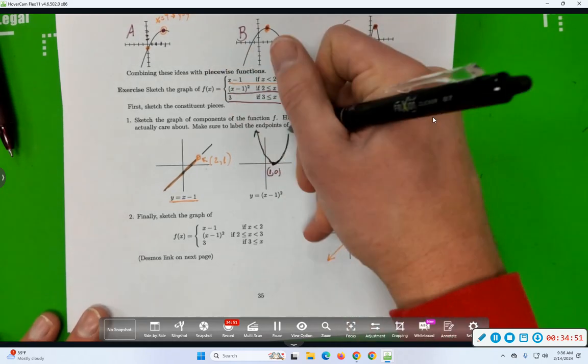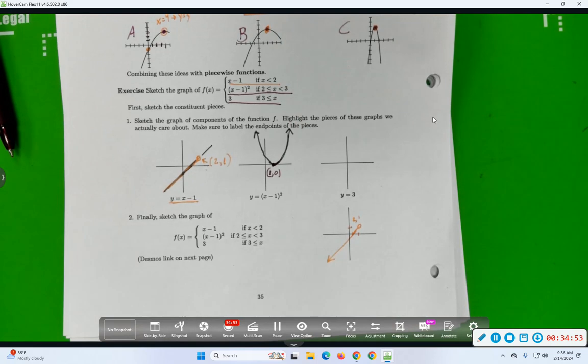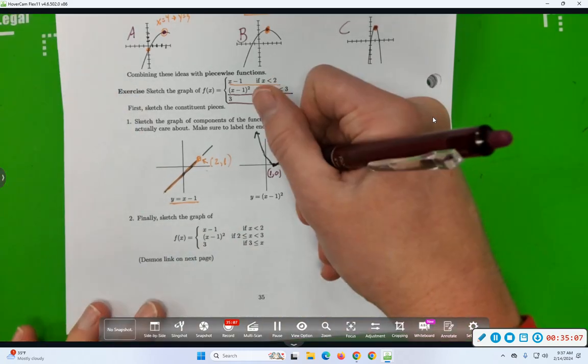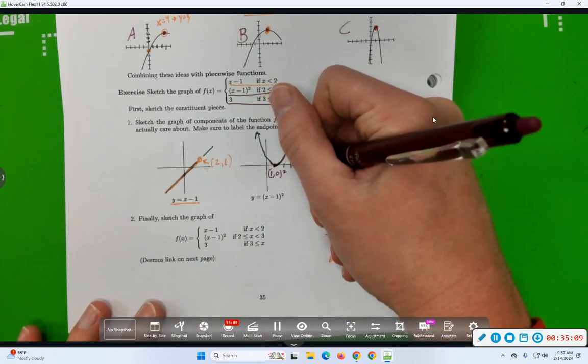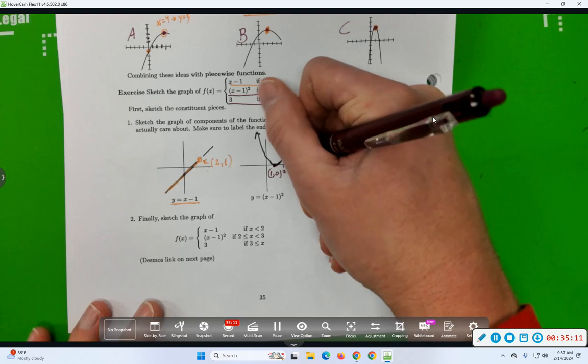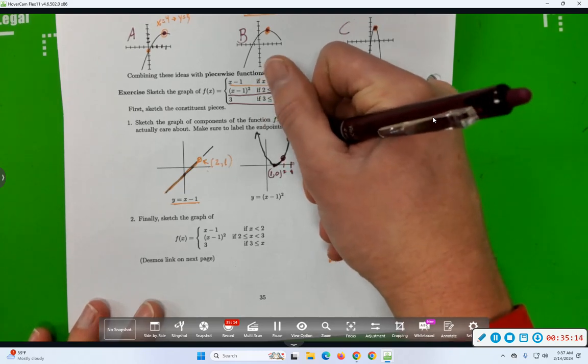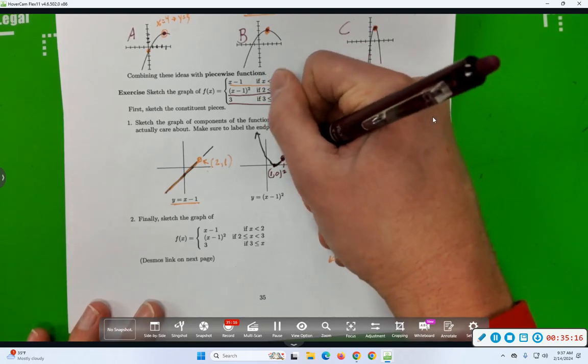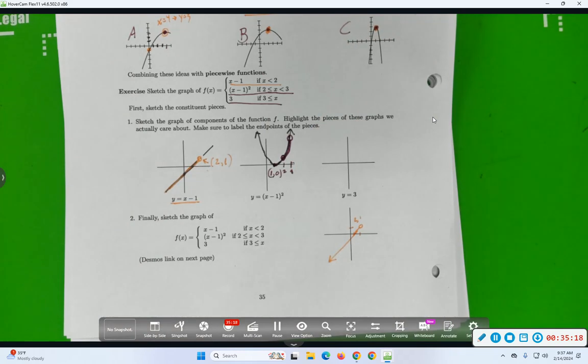So far so good? What x values do I care about in this graph? X values between 2 and 3, including the 2. Between 2 and 3. So if there's 2, there's 3. Looks like I want to include 2, exclude 3, and include everything in between. People feel good? Let's label those points.